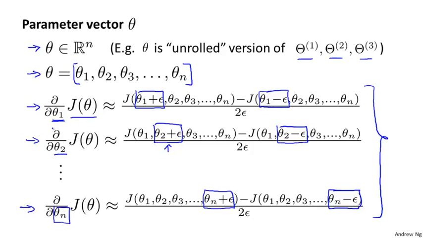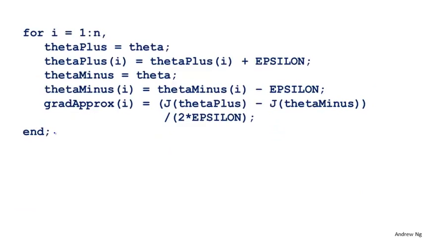Concretely, what you implement is therefore the following. We implement the following in Octave to numerically compute the derivatives. We say for i equals 1 through n, where n is the dimension of our parameter vector theta, and I usually do this with the unrolled version of the parameters. So theta is just a long list of all of my parameters in my neural network, say. I'm going to set theta plus equals theta, then increase the ith element of theta plus by epsilon. So theta plus is equal to theta 1, theta 2, and so on, and then theta i has epsilon added to it, and then I go down to theta n.